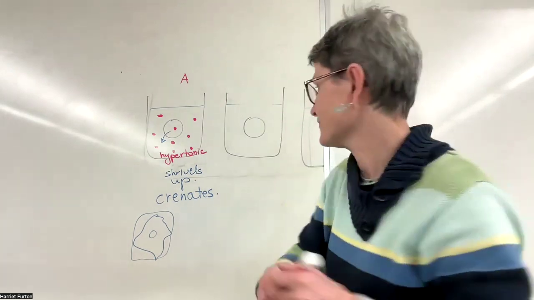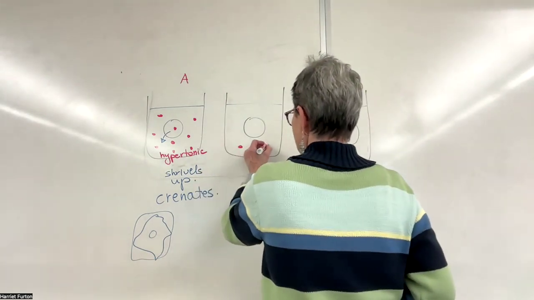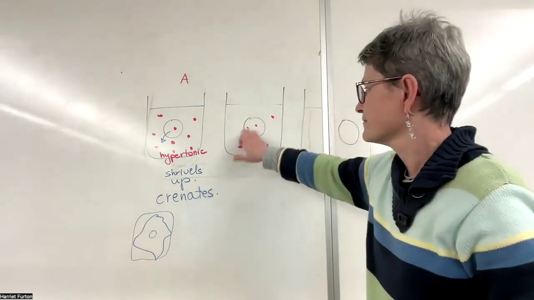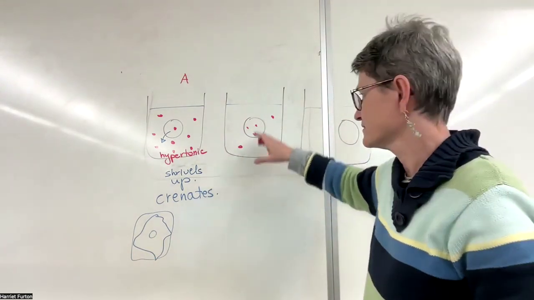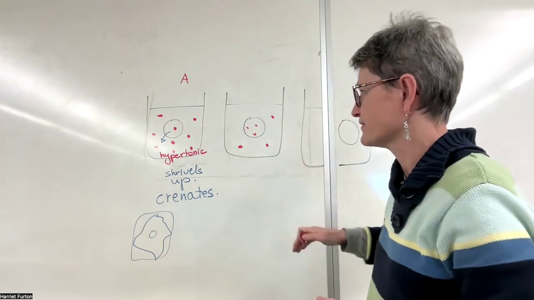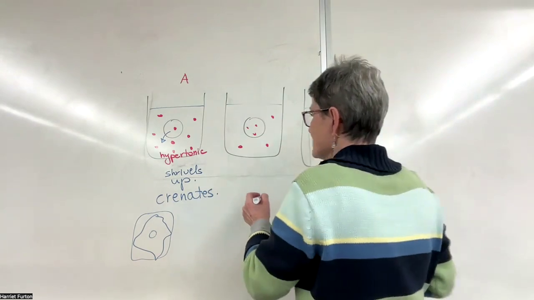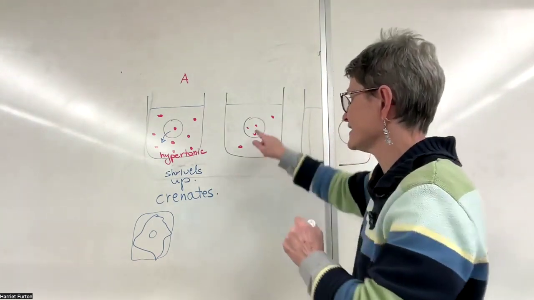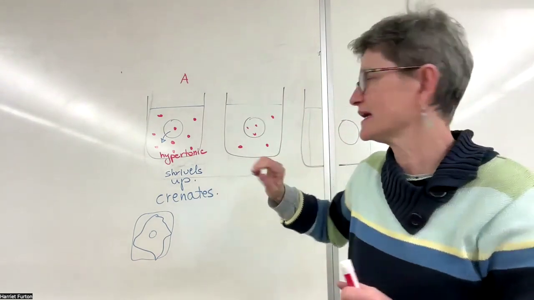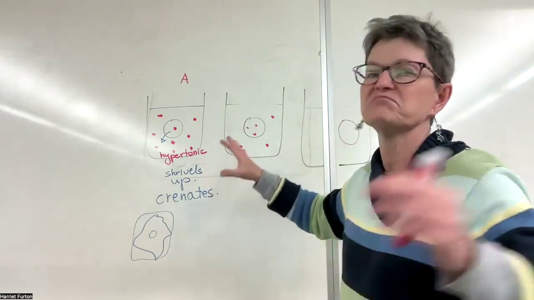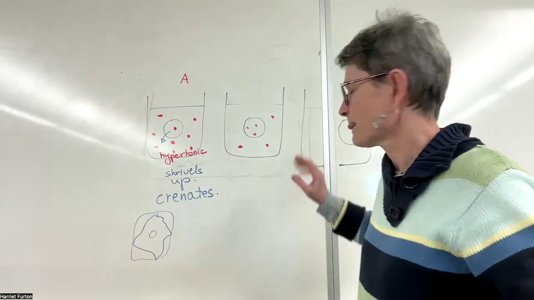What happens in here? Let's say I have 3 dots in here. I have 3 dots in here. So isotonic solution in both cases. Iso means same. The tonicity is same. So as much water leaves, as much water goes in. Nothing will change with the animal cell. The plants, they are fine with that too.